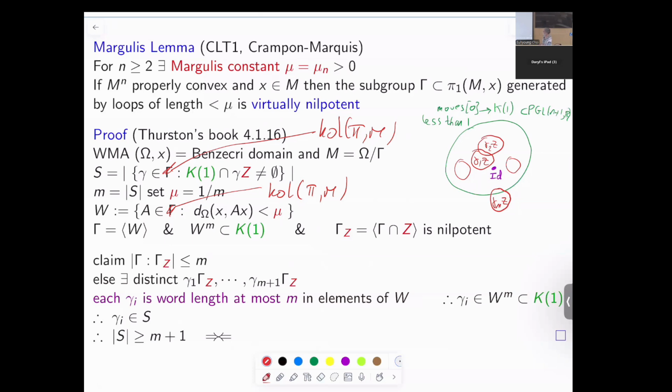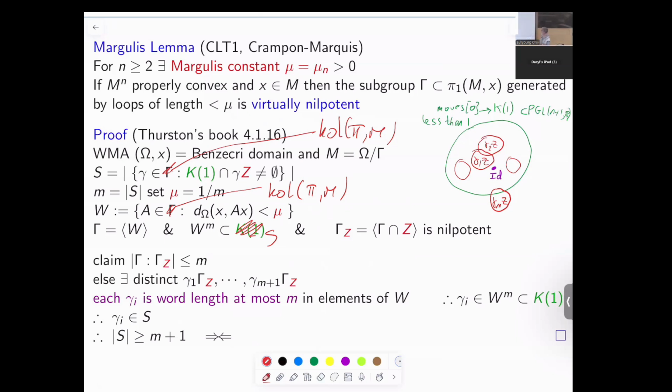And then because these elements move the origin a distance at most mu, if I take a product of at most m elements in this subset, they will move the origin at most m times mu. And m times mu is 1, so the words of length m in these elements will all be in the set S. So this set W, if I take words of length m in this set W, I'll be in the set S.